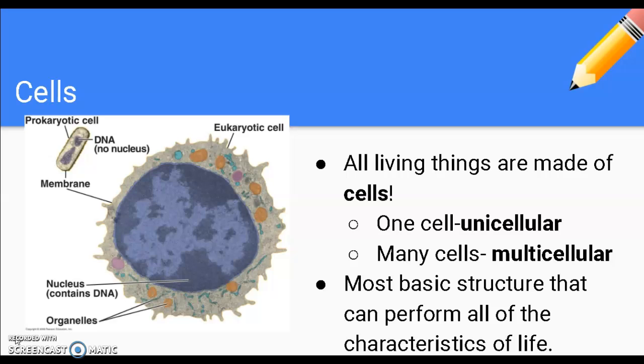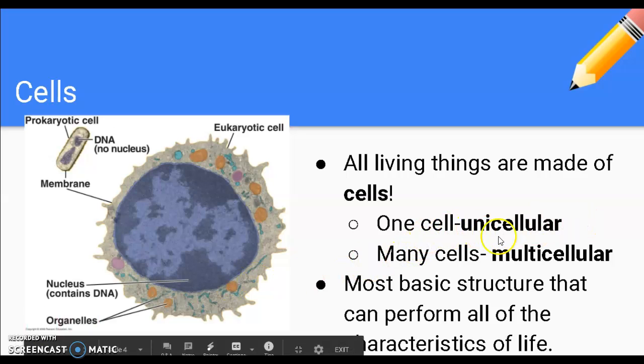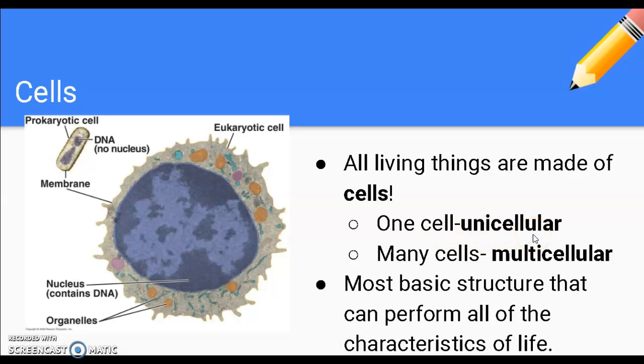In this class, we're going to spend a lot of time talking about cells. And that is because all living things, or all organisms, are made of cells. Different organisms can be made of one cell and be unicellular. Other organisms can be made of many cells or multicellular. The cell is the most basic structure, the smallest structure that can perform all of the characteristics of life, which we will talk about in a moment.